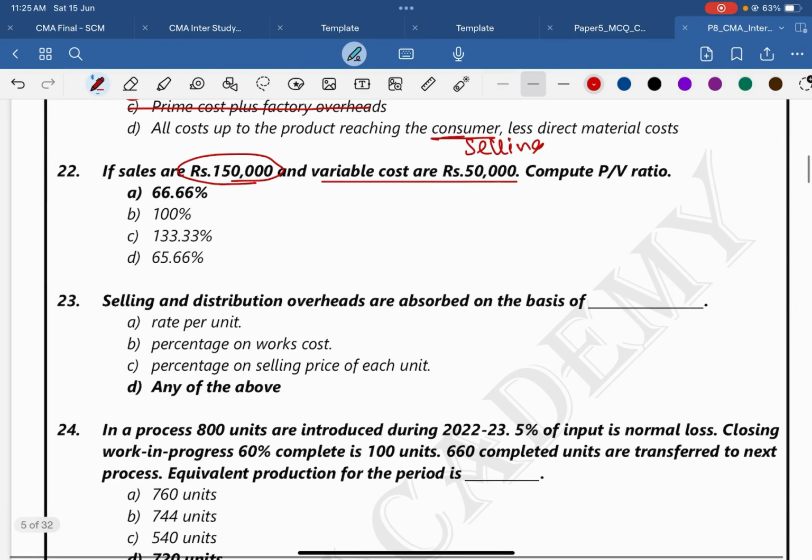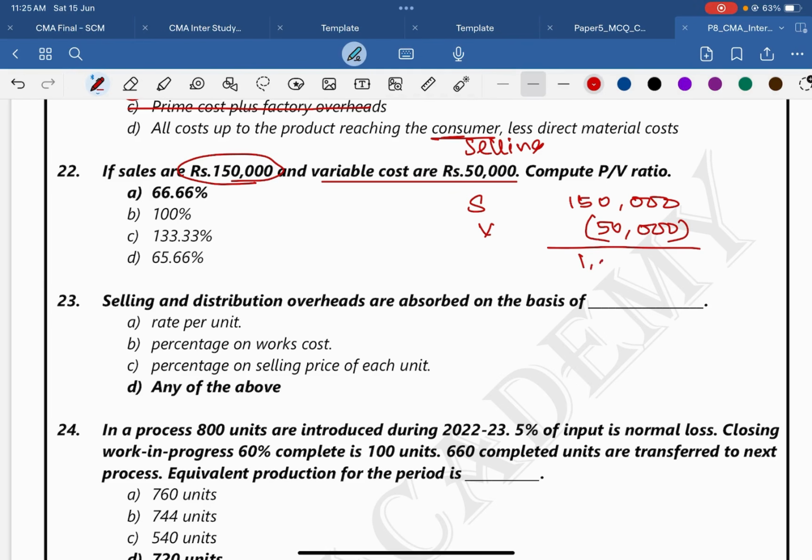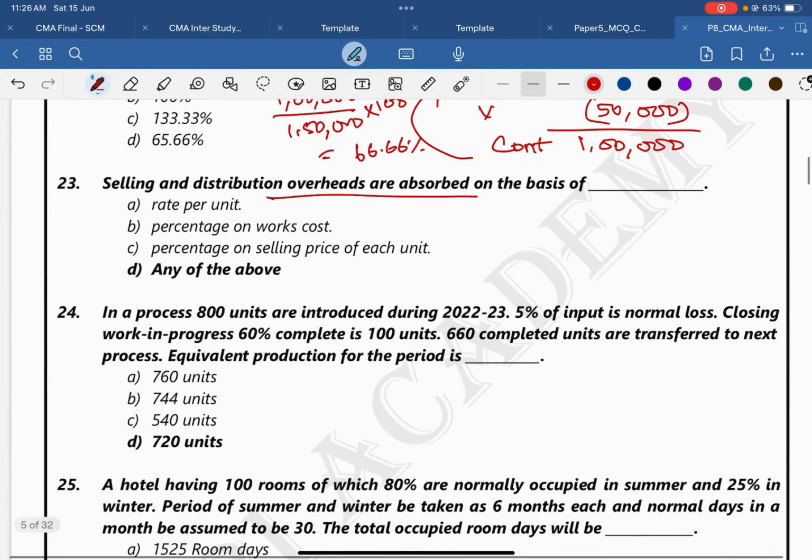What is a PV ratio? Very simple. In the sales marginal cost statement you need to put sales of 1,50,000 and variable cost of 50,000. If you subtract, 1 lakh becomes your contribution. What is the PV ratio formula? Contribution upon sales into 100. So it is nothing but 1 lakh divided by 1,50,000 into 100. It will become 66.66%. Then selling and distribution overheads are absorbed on the basis of any of the above.